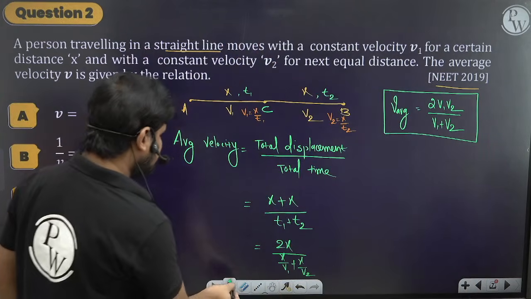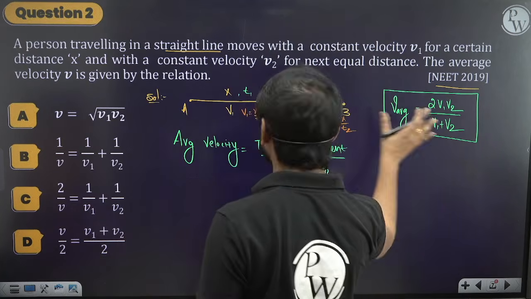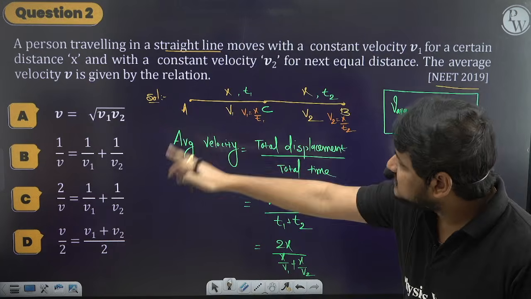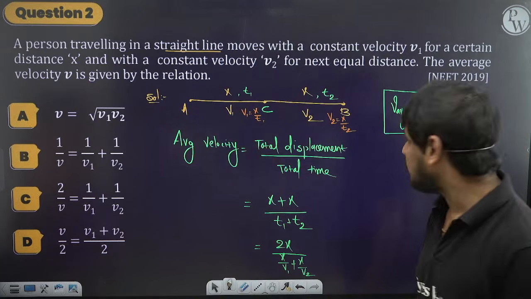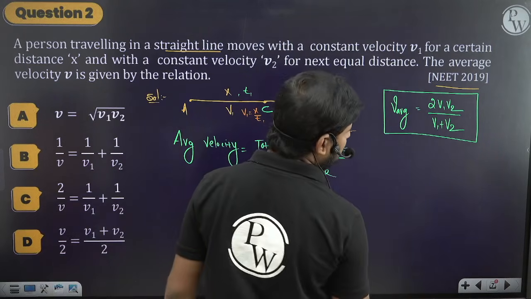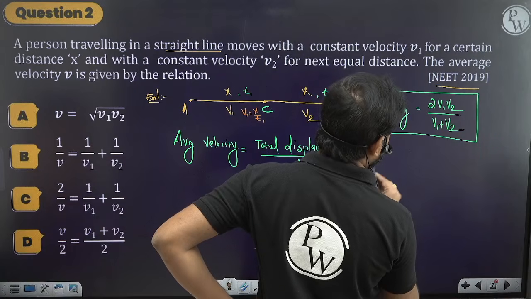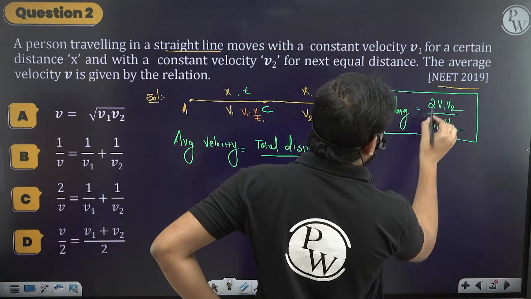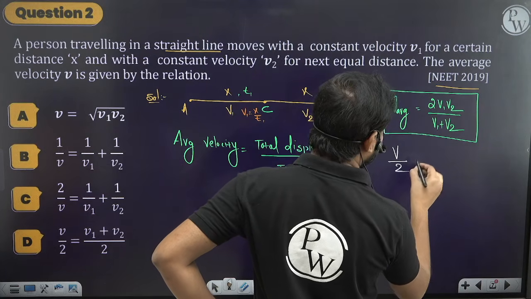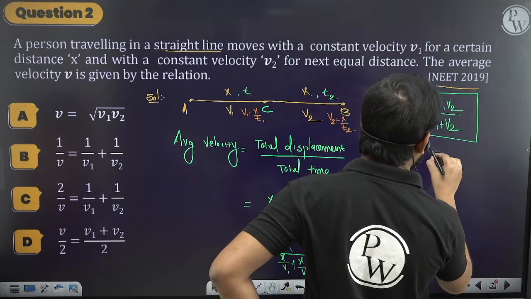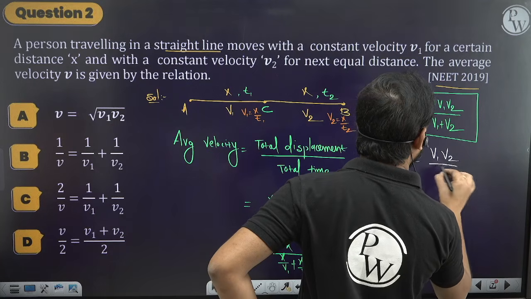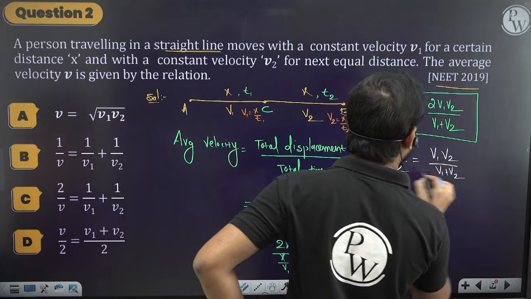Okay, so now see whether this is there in the options or not. I cannot see this one in the options. So then what should we do? Let's go one more step ahead. Let's bring this 2 to this side. So v average I am writing as v. So v by 2 is equal to v1 v2 by v1 plus v2. So let's reverse terms.